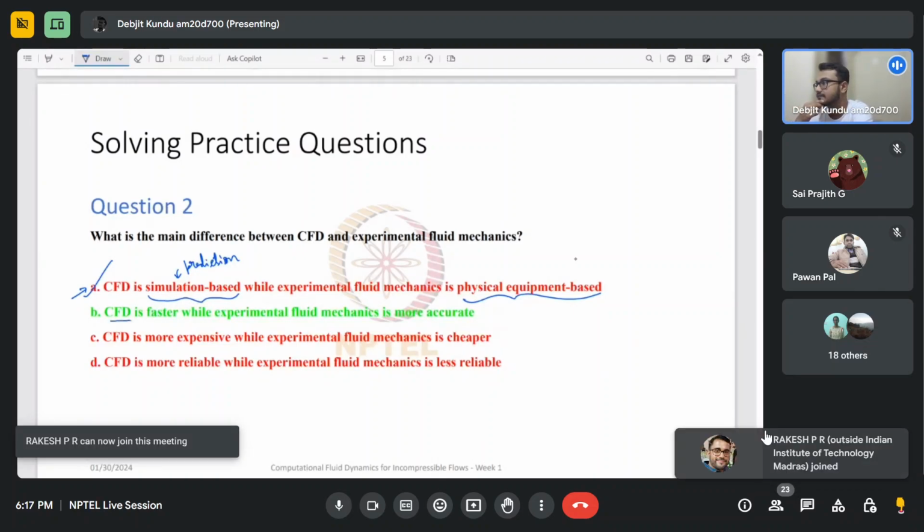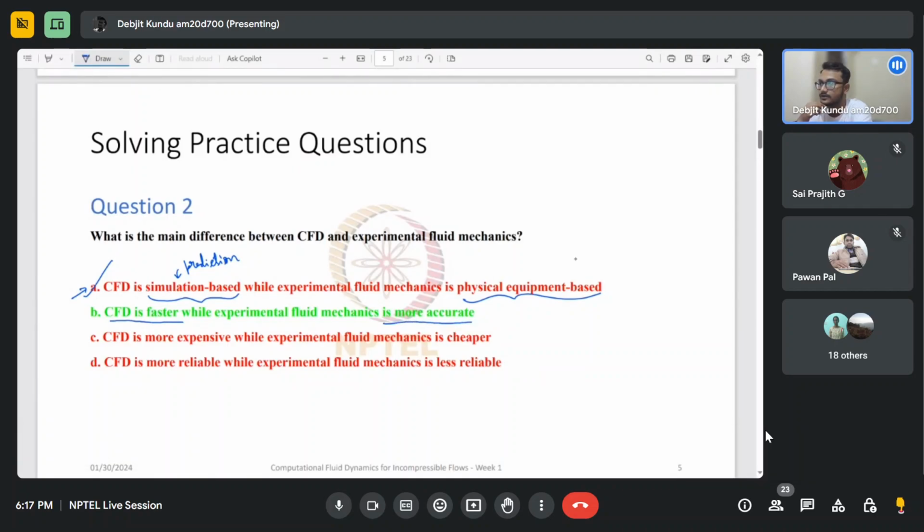Now, option B, although I've marked it as green here, it was a mistake on my part. It says that CFD is faster while experimental fluid mechanics is more accurate. Now, this second part is correct. Experiments are indeed more correct because experiments are reality. Whatever you see, that is true. Seeing is believing, as we say. Now, CFD is faster. This might not always be true, right? Sometimes experiments are way quicker than performing CFD. CFD sometimes may take months to happen.